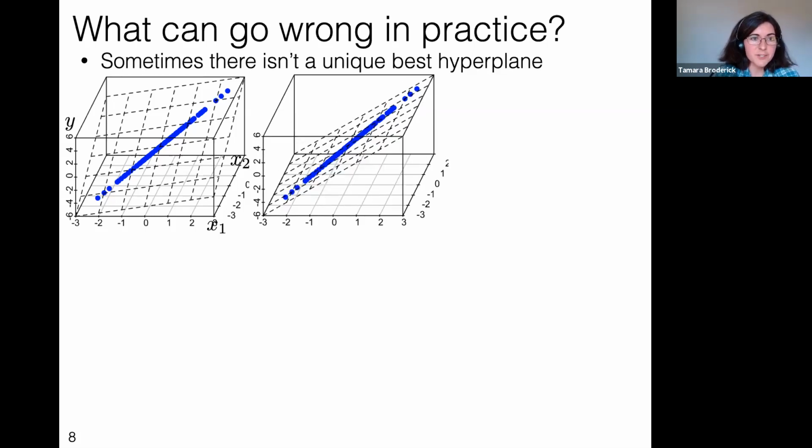And so there isn't a unique best hyperplane. In fact, there are infinitely many best hyperplanes that are all equally good from the perspective of squared error loss. When this happens, that matrix inverse will not exist.